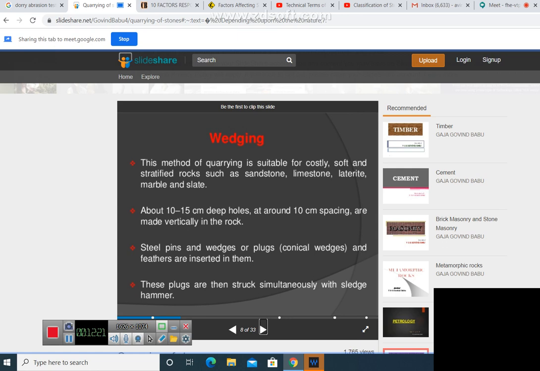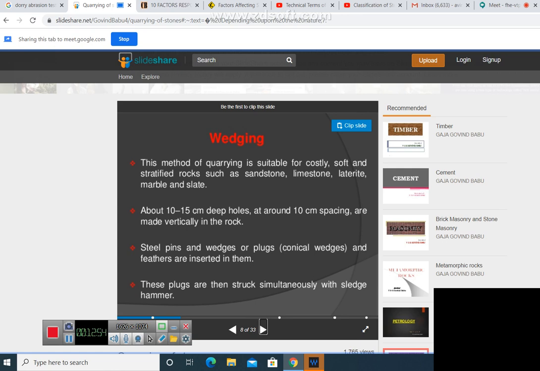So what you are doing? You are making deep holes, holes having a depth of 10 to 15 centimeter at around 10 centimeter spacing, vertically in the rock surface. So if you have a large rock like this, you will be making one hole here. This hole has 10 to 15 centimeter depth. Another hole is made at a distance of 10 centimeter. Again another hole. Like that you are making a large number of holes.